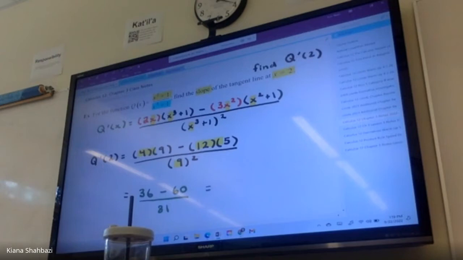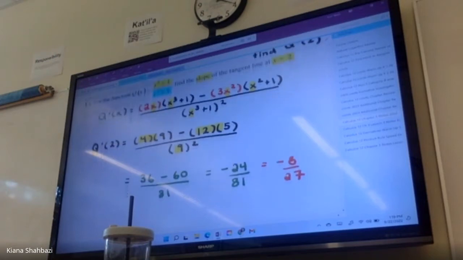And what's on the top now? 24. Over 81. And for sure, you can keep on simplifying this by dividing the top and bottom by 3. Any volunteers on that? Negative 8 over... There you go. All right, so there it is, class. There is the quotient rule right there, and we're evaluating the quotient rule when x equals 2 to find the slope. And thanks again to whoever volunteered and said negative 8 over 27 is a final simplified answer there.